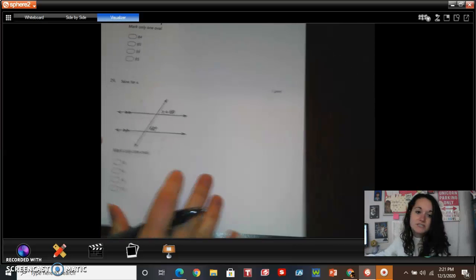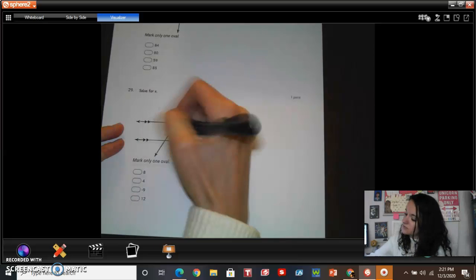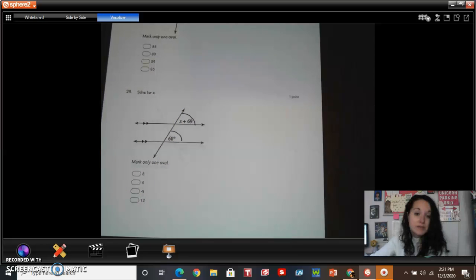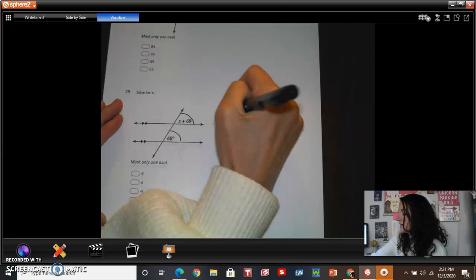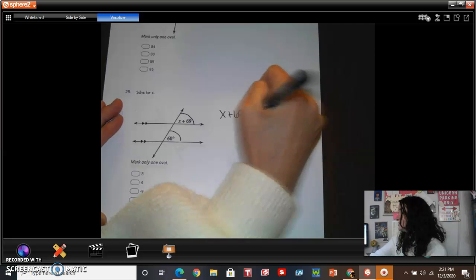Okay, same rule applies if we're dealing with algebra. So I'm looking at this one and we say, are they neighbors or not neighbors? They're not neighbors, so they're the same. So we can say x plus 69 equals 60.